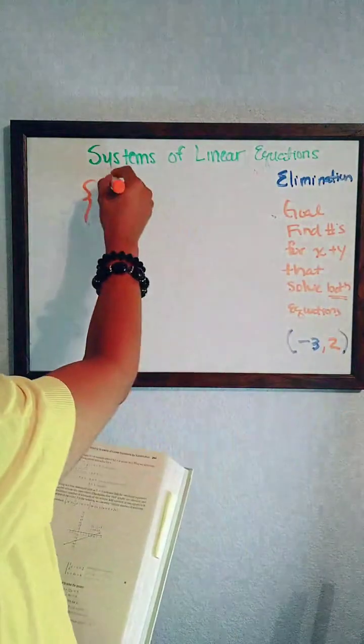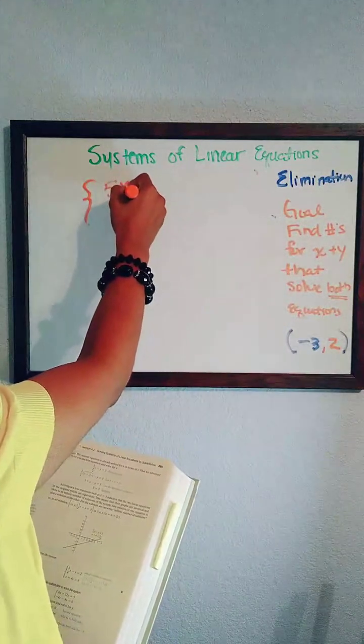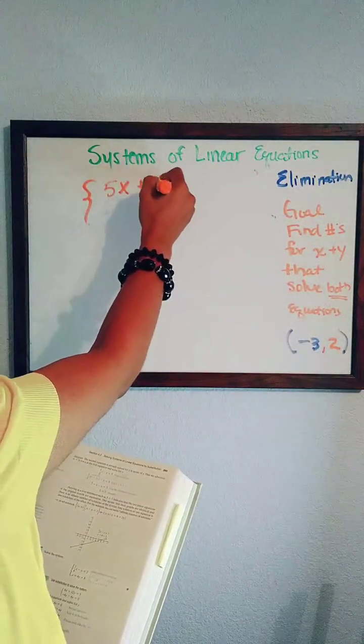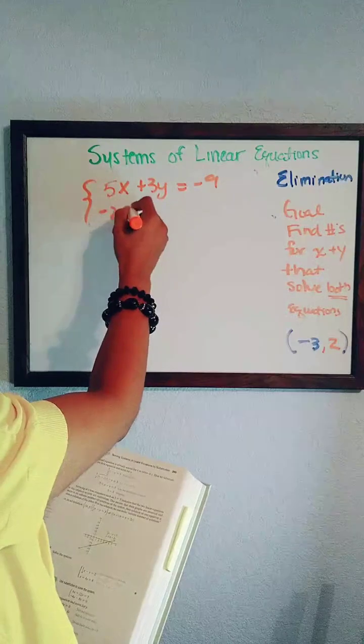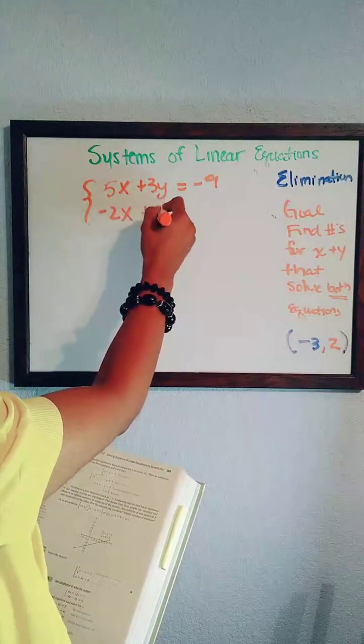Okay, so here we go. 5x plus y equals -9, and then -2x plus y is equal to 8.